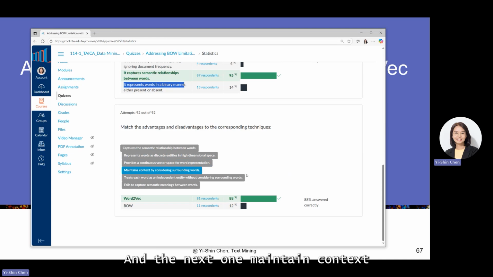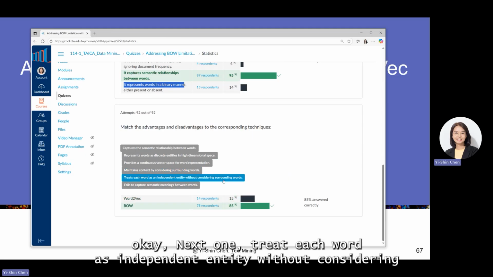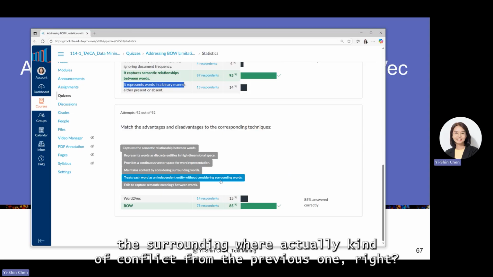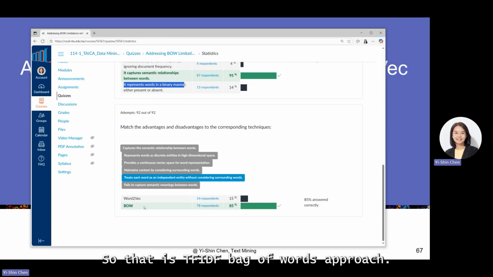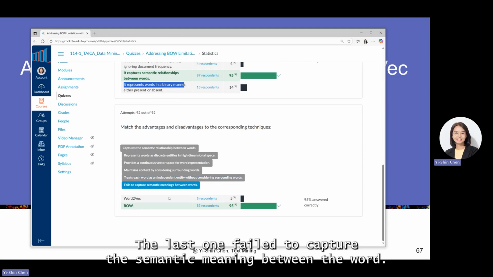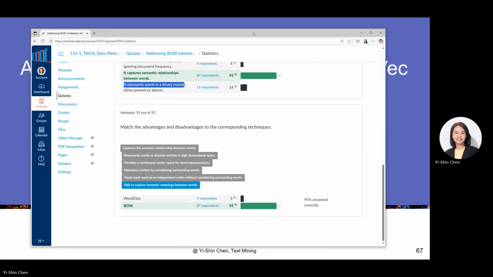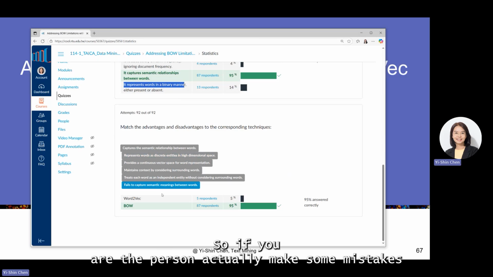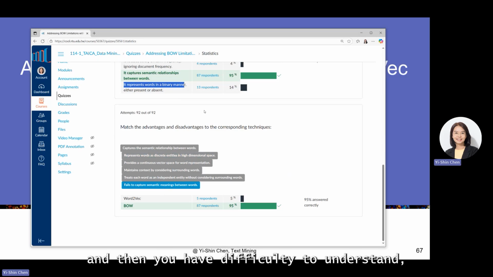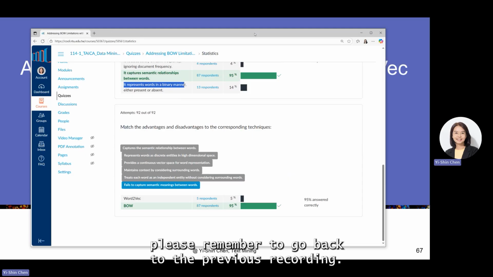And the next one, maintain context by considering the surrounding words. Only word2vec actually cares about that. Next one, treat each word as an independent entity without considering the surrounding words. That conflicts with the previous one, right? So that is the TF-IDF bag-of-words approach. The last one, fail to capture the semantic meaning between words. Again, that should be related to bag of words. If you made certain mistakes and have difficulty understanding, please remember to go back to the previous recording.